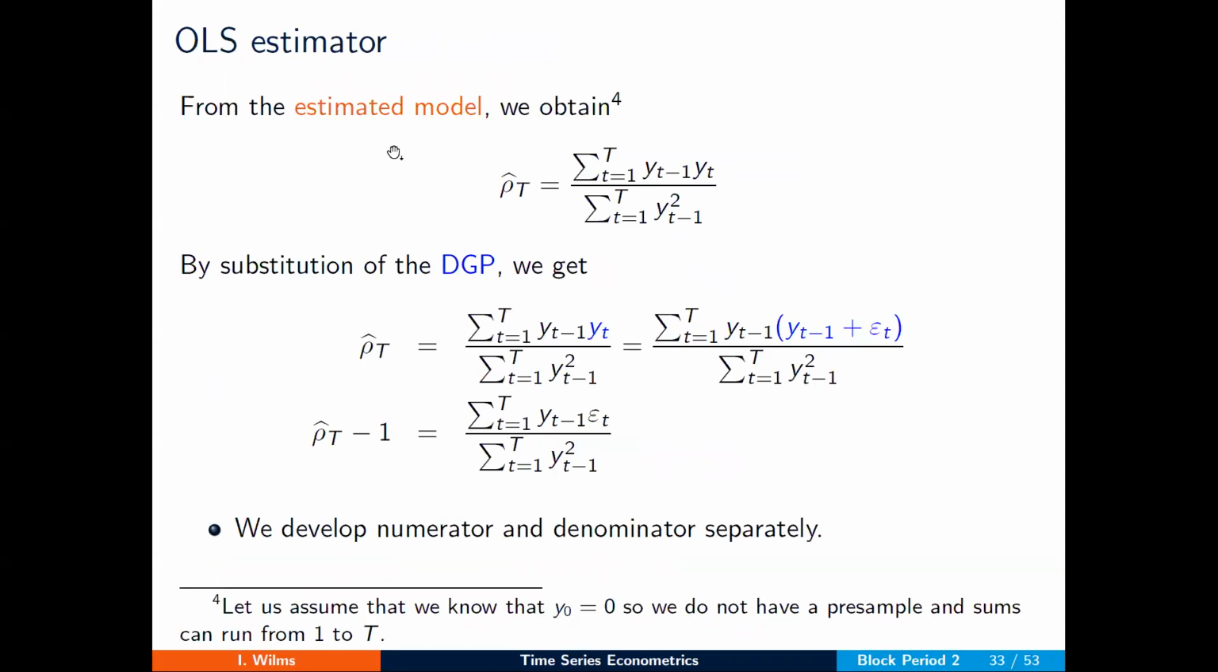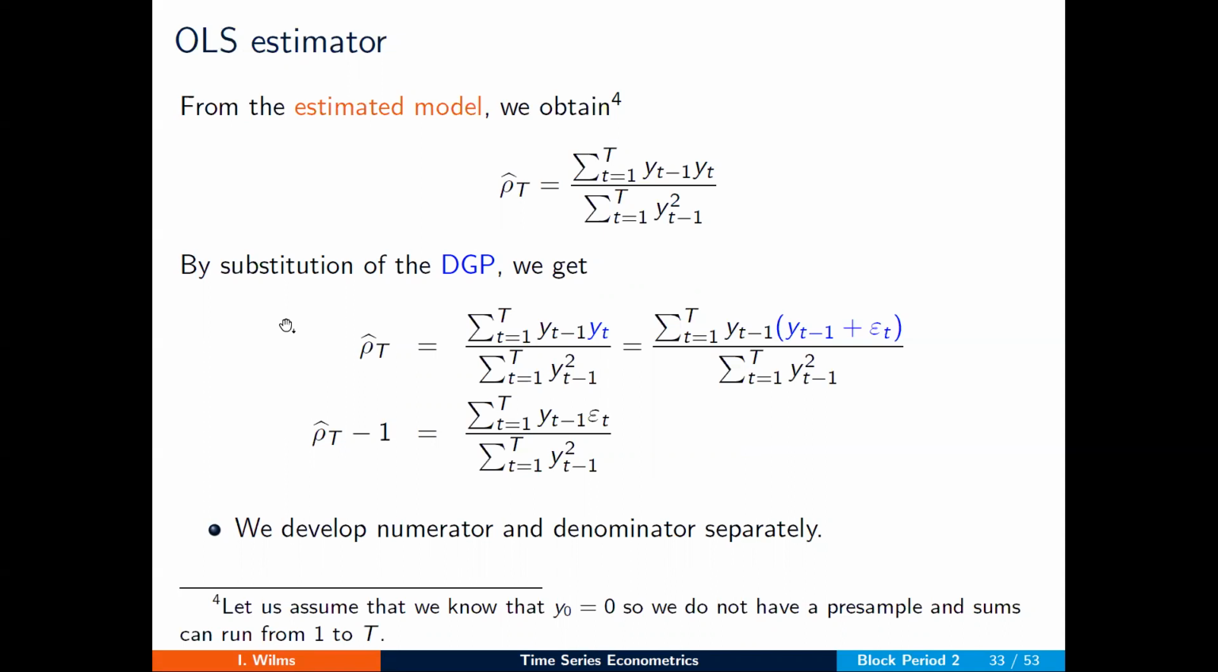Now we know that we need to start from the least squares estimator in our model that we want to estimate. And it should be very easy by now to write down this expression for the least squares estimator, where we have x prime x inverse. Here in this case, the sum of the squared lags in the denominator, and the term x prime y in the numerator, which is here the cross product of the lagged value of y and itself.